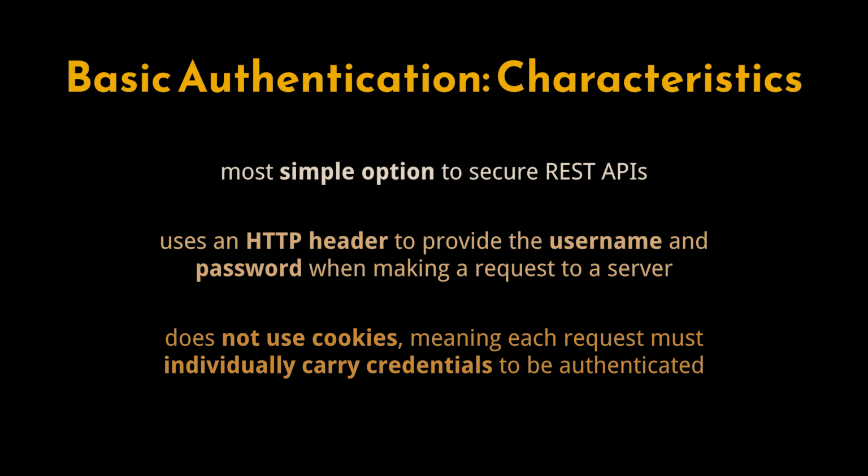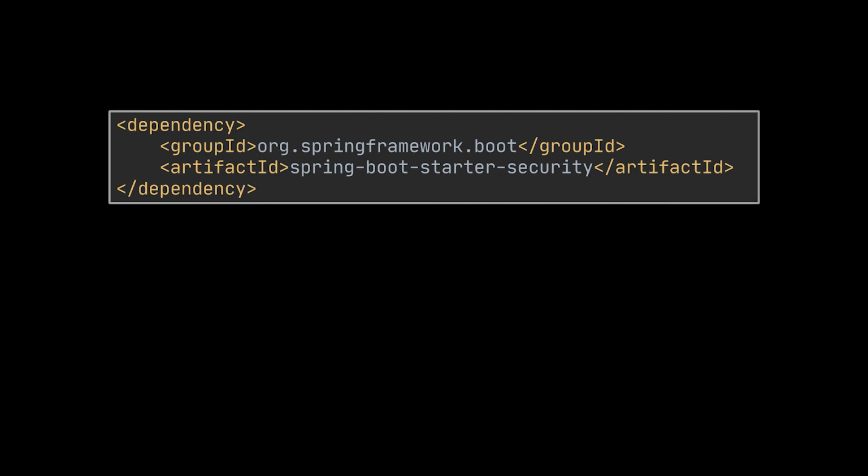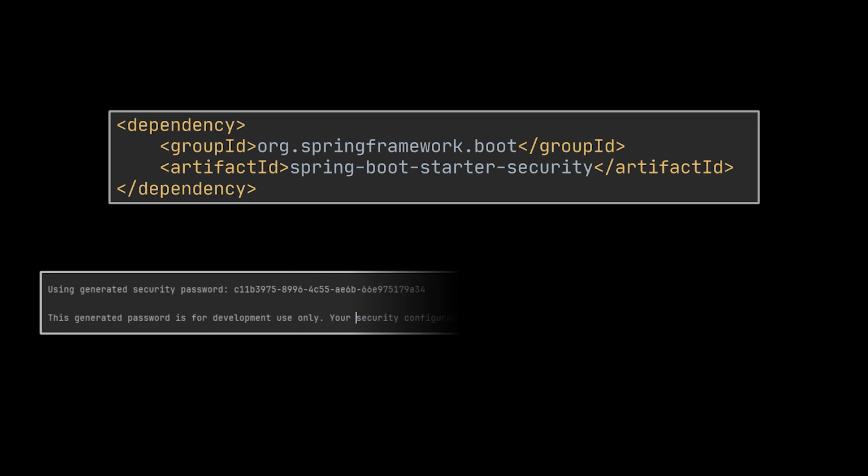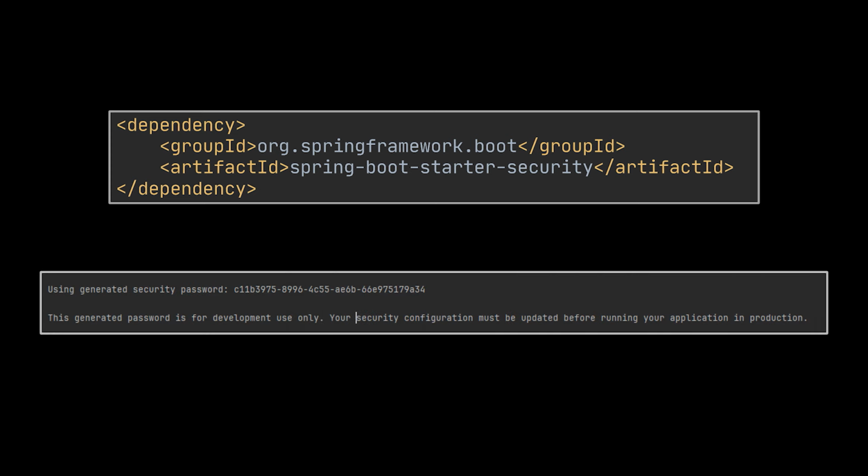To get started with Spring Security in the Spring Boot project, we need to add the Maven dependency. After adding the dependency, attempt to run the project with no further modification, and we should see a message saying "Using generated security password", followed by a UUID.